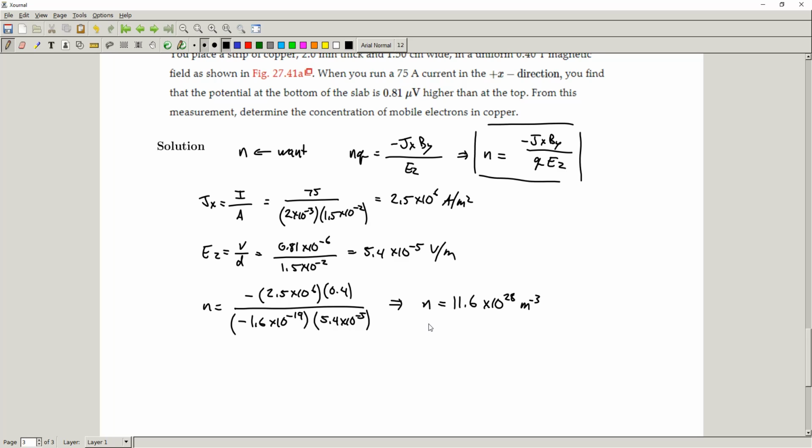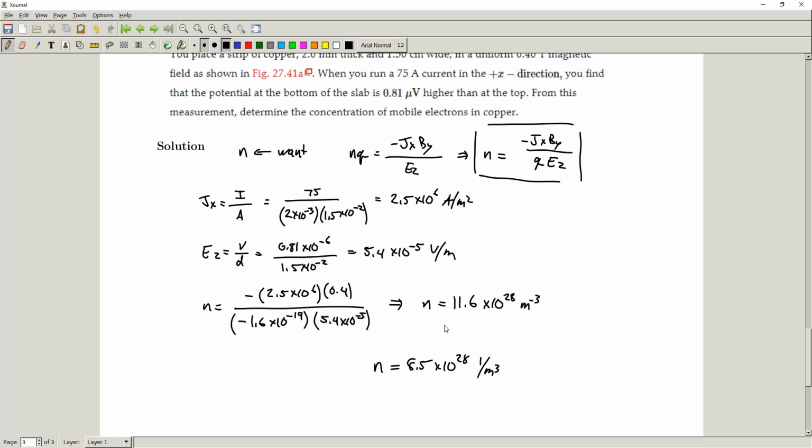The actual value for copper, n, is equal to 8.5 times 10 to the 28, 1 over meters cubed. So same units obviously, but the difference here is small. It's only off by maybe a factor of, I don't know, 1/3 or something. So you can see that they're relatively similar, but the difference between these two values is because the Hall effect is a simplified version of what you would really need to do this calculation.